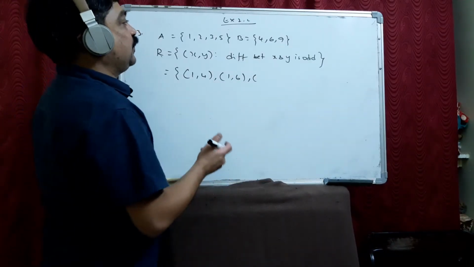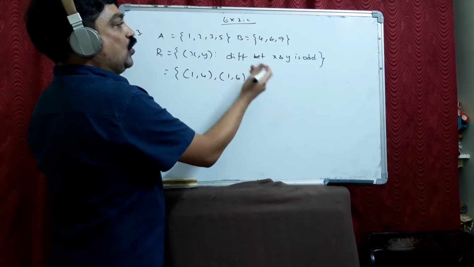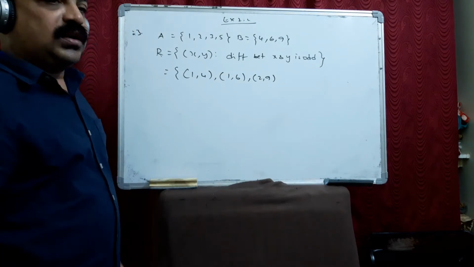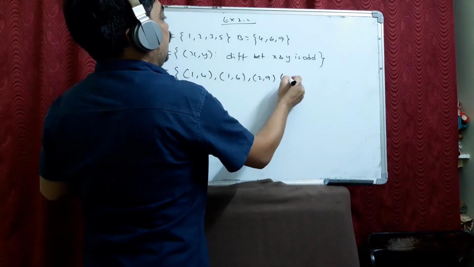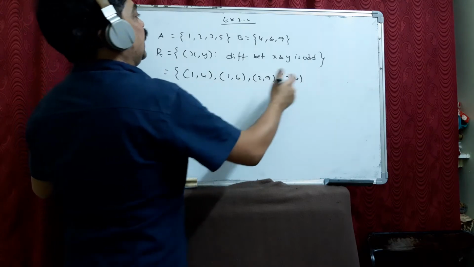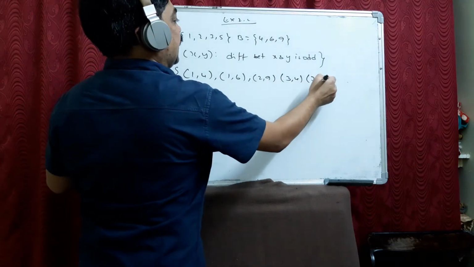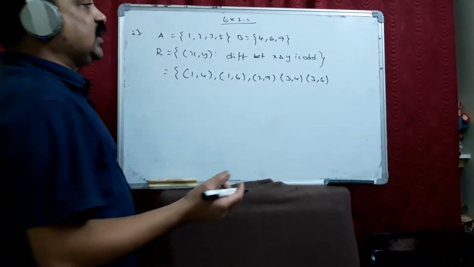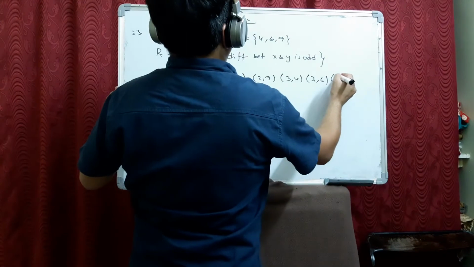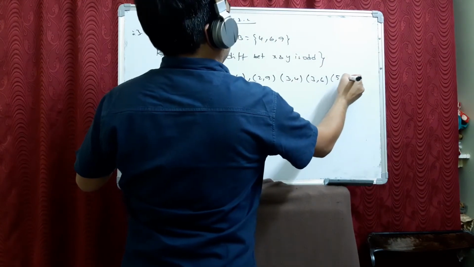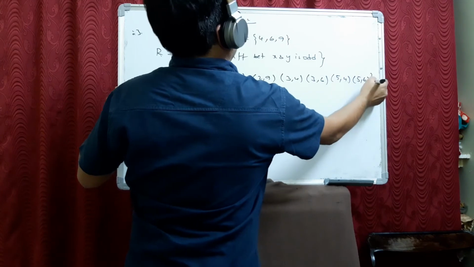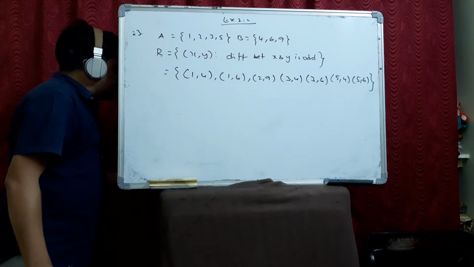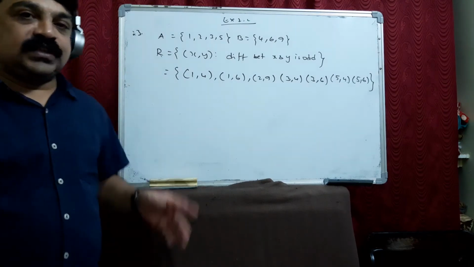It is even. So I can't take (2, 4). No, (2, 6), the difference is even. (2, 9) I can take because the difference is odd, 7. And (3, 4) I can take because the difference is 1. (3, 6), yes I can take, the difference is 3. (3, 9) I can't take because the difference is 6. It is even. Now (5, 4) I can take, (5, 6) I can take, but I can't take (5, 9). This is the set. And you can write domain and range also. They didn't ask us to find domain and range here. That is the thing.